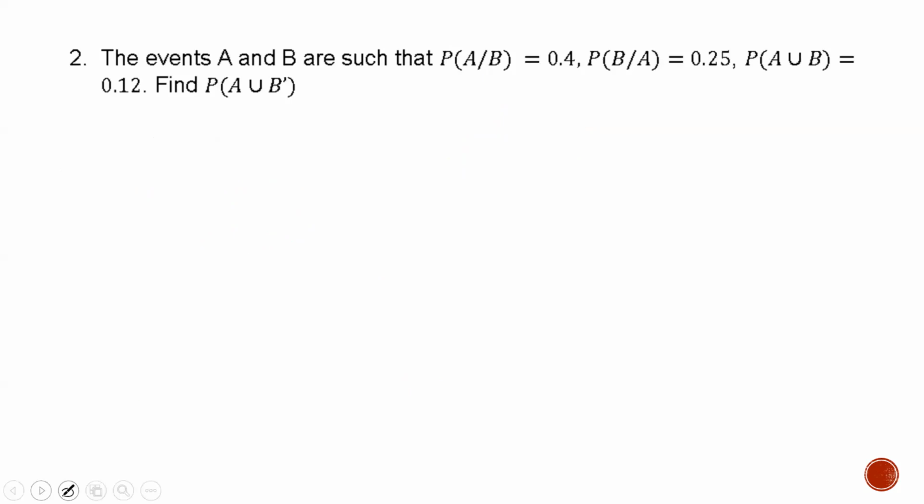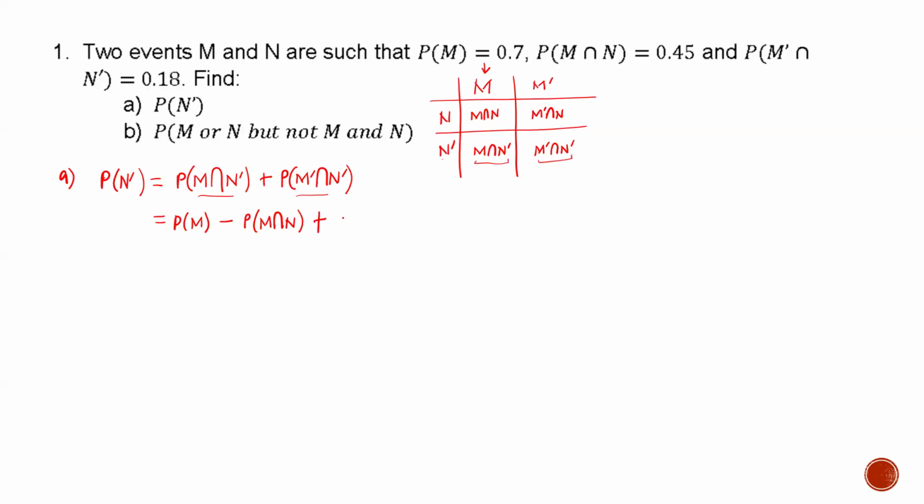So once we're at that step, we really already have exactly what we need because all those probabilities are given to us in the question. So it'll be 0.7 minus 0.45 plus 0.18. And when you work this out, you should get 0.43.